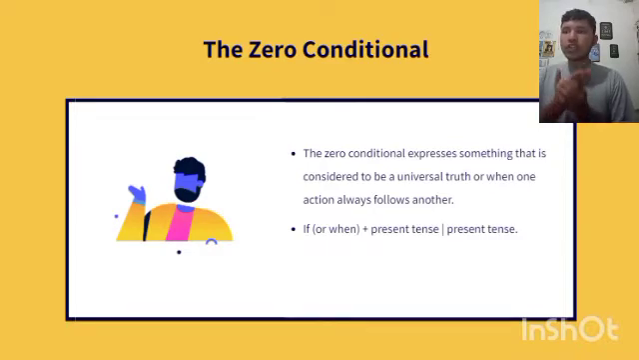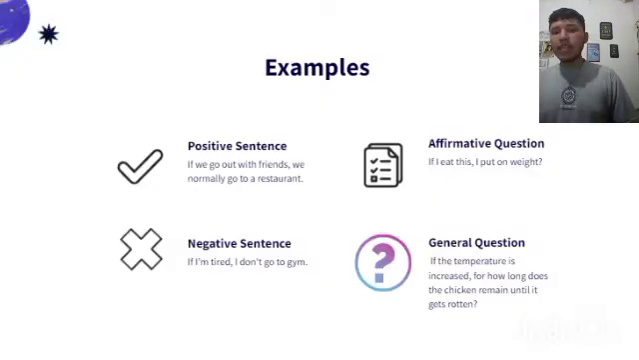The zero conditional expresses something that is considered to be a universal truth, or when one action always follows another. So when we are really sure, or when something is actually true, we use the zero conditional. The structure is: we use the subordinator if or when, it doesn't change the meaning, and then the present tense. This is the conditional clause, and the main clause has to be in present tense. So it can be a zero conditional.